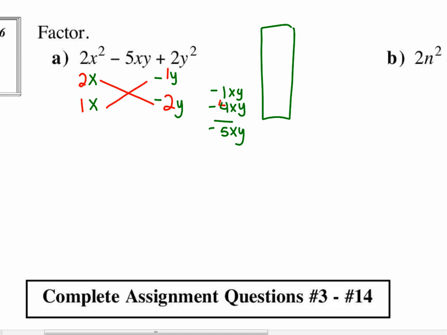So that would be the factored form of 2x minus 1y, or 2x minus y, and then x minus 2y. So work with your numbers first, then throw your variables in. Okay? I think we're done.